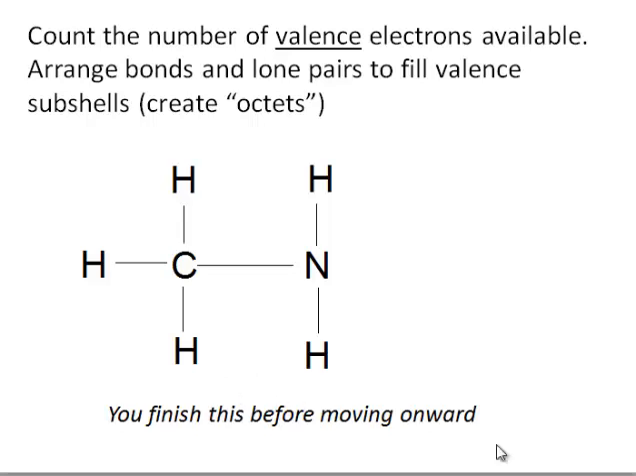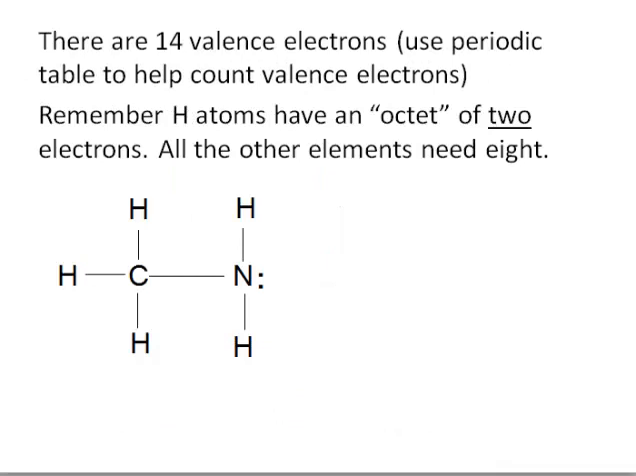All right. You finish this diagram before moving onward. Again, there are 14 valence electrons. You can use a periodic table to help count the valence electrons. The remaining 2 electrons just complete the octet for the nitrogen. Notice the nitrogen and the carbon each get 8 electrons through sharing. Remember, hydrogen atoms are satisfied with an octet of 2 electrons. In other words, each of the bonded hydrogen atoms is satisfied and doesn't need any additional electrons. Each has 2 through sharing. The consequence of this is that in molecules, hydrogen will always only form 1 bond.